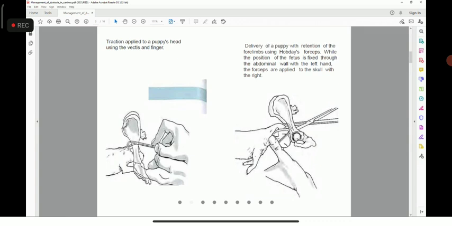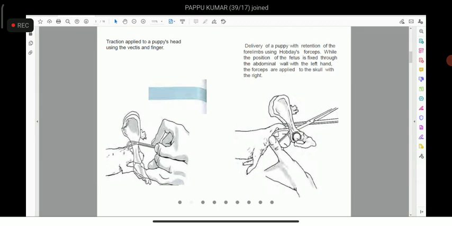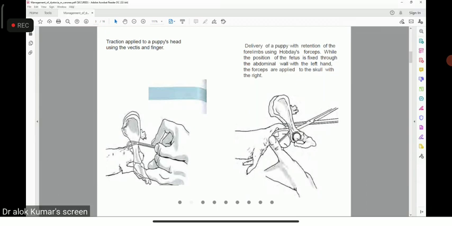So again I am telling you, these manipulations are only possible when the fetus is either within the cervix, or it has come out of the cervix. Okay, because your finger also has a limitation. And then second thing, when you are putting this Hobday forceps or any other instrument inside, you have to be very, very careful that you are not rupturing, or you are not taking the vaginal skin along with the head.